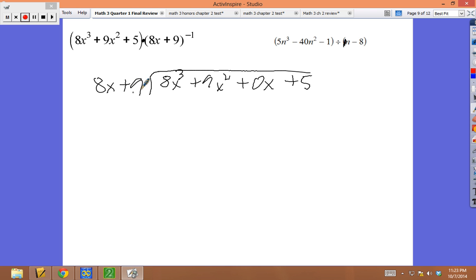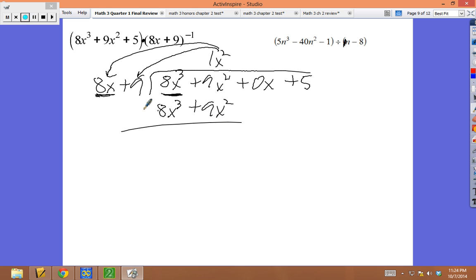Okay, now I'm going to kind of ignore this 9, and I'm just focusing right here on the 8x, and on this 8x cubed. 8x times what is going to give you 8x cubed? It is just 1x squared. So if I multiply 1x squared by my 8x, you have created an 8x cubed. And you got to distribute it to both, so you got to times it to the 9. That's going to give you 9x squared.